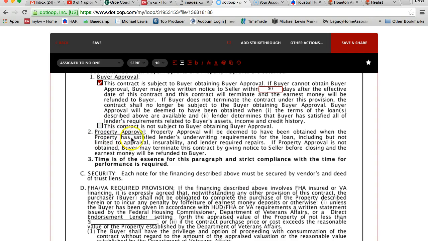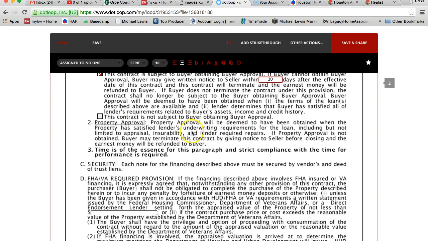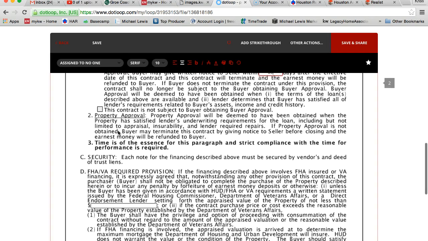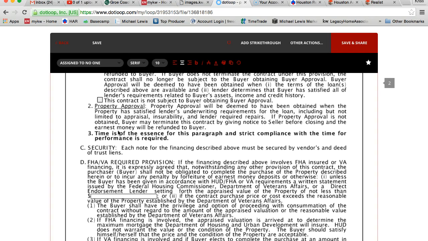Then right here, paragraph 2, this talks about property approval. It says property approval will be deemed to have been obtained when the property has satisfied lender's underwriting requirements for the loan, including but not limited to appraisal, insurability, and lender required repairs. So this is talking about actual property approval. There are two ways for the buyer to be approved: one is based on their personal financial situation, and the other is based upon the property appraisal. So the property does have to appraise in order to get lender approval for most loans. If it doesn't appraise, that's another way for them to get out of the contract and get their earnest money back.